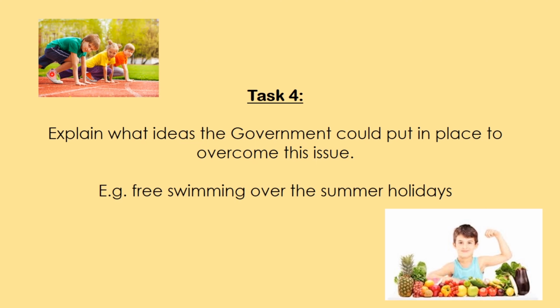Finally, for task 4, this is to explain what ideas the government could put in place to overcome this issue. So what things can the government do to help reduce child obesity and try to keep children in Britain fit and healthy? An example of this would be to make sure that children have the opportunity to have free swimming in all public swimming pools over the summer holidays. This would encourage pupils and children to go swimming and get some exercise.